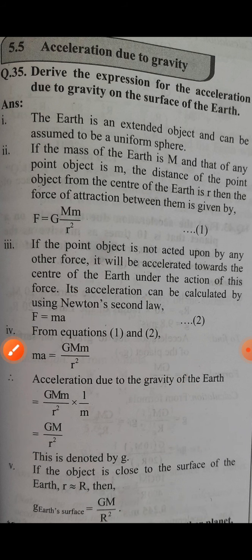So this is the relation between the small g and the capital G, or we can say this is a relation for acceleration due to gravity. This question may be asked during the examination for 2 or 3 marks. Friends, now we are going to see the numericals based on this article.